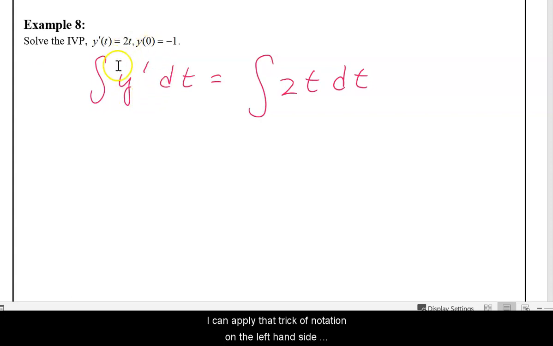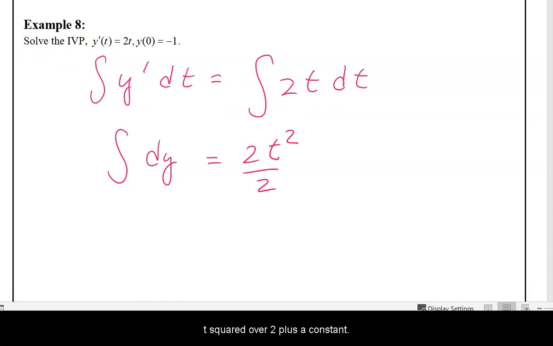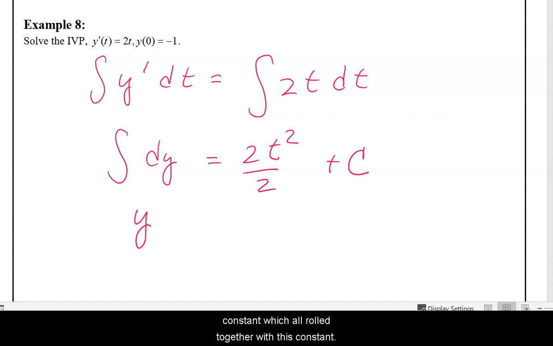I can apply that trick of notation on the left-hand side to rewrite this indefinite integral as the integral of dy. On the right, if I integrate 2t with respect to t, then I get 2t squared over 2 plus a constant. The left-hand side, of course, just gives me y plus its constant, which I'll roll together with this constant. And yes, it is just fine to keep calling them all c, even though they may not be the same c. And this would give me, finally, t squared plus c.